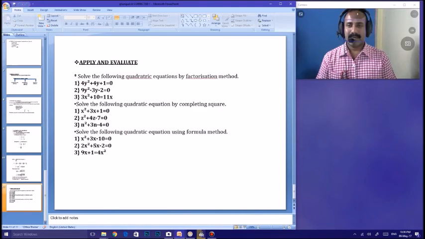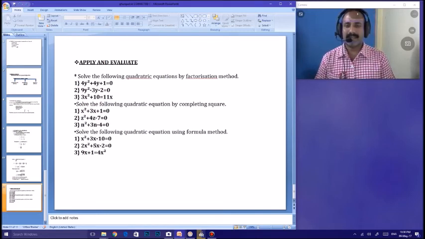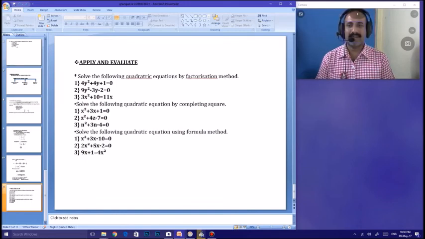Now, last stage, apply and evaluate. In this, solve the following quadratic equation by factorization method. Next one is completing square method and by using formula method. That means there are three types of method for solving the quadratic equation.